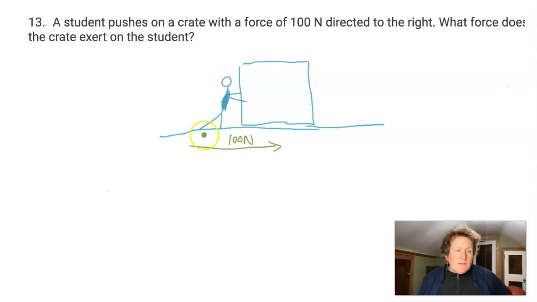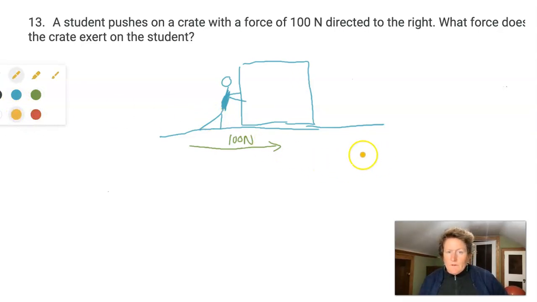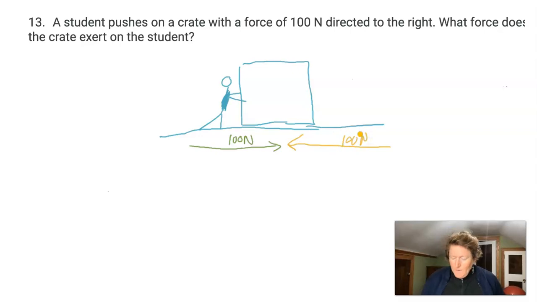So if the block is standing still, it's pushing back with an equal and opposite force of 100 newtons. And so if you have 100 newtons pushing this way and 100 newtons pushing this way, it doesn't move. And so the block, even though there's two different forces on it, it doesn't move because the forces cancel each other out.